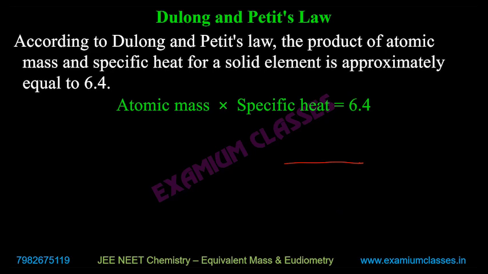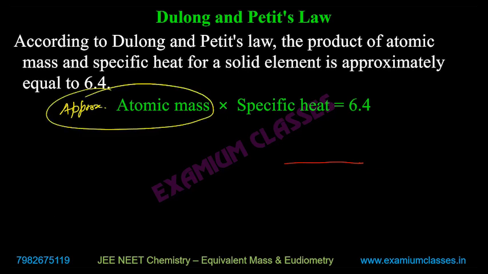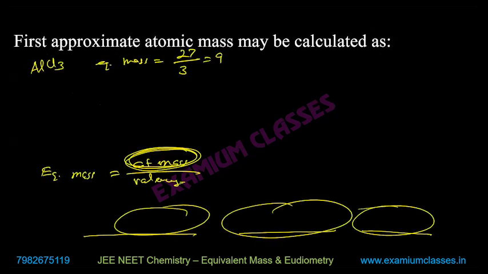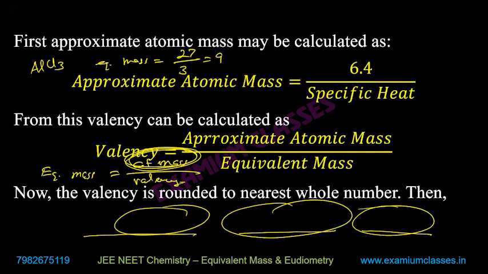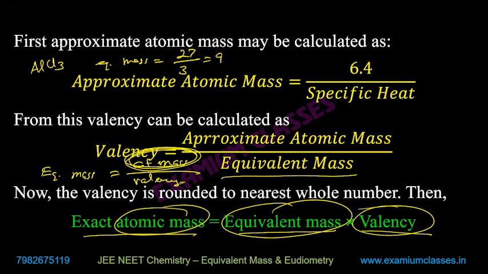And from here we can get the approximate atomic mass. Okay. Then this approximate atomic mass we can use to calculate valency. Valency will be approximate atomic mass divided by equivalent mass. And then we will use that rounded-off valency to calculate the exact atomic mass.